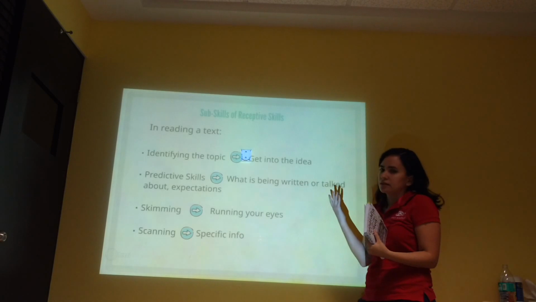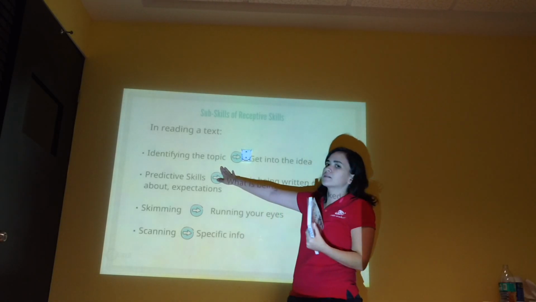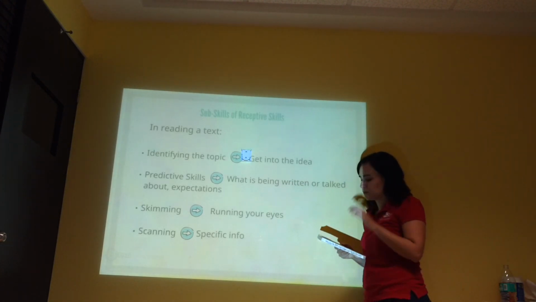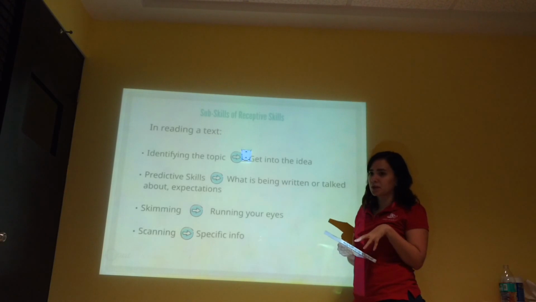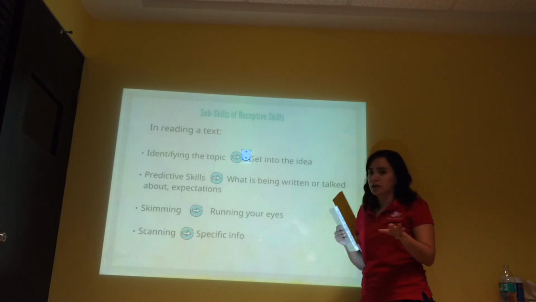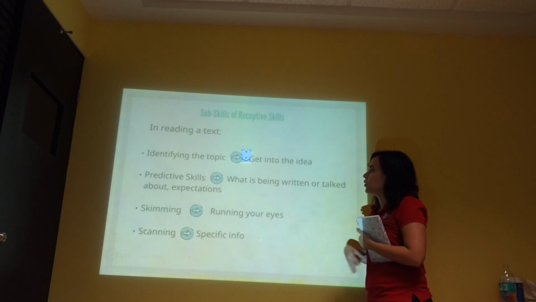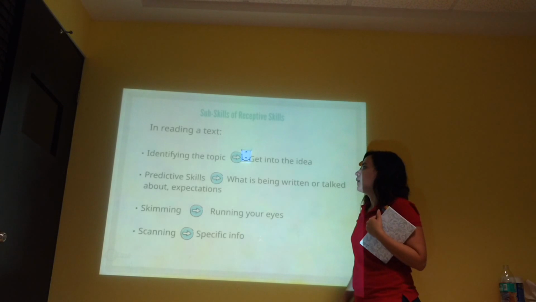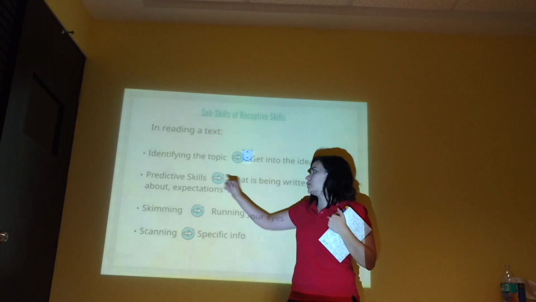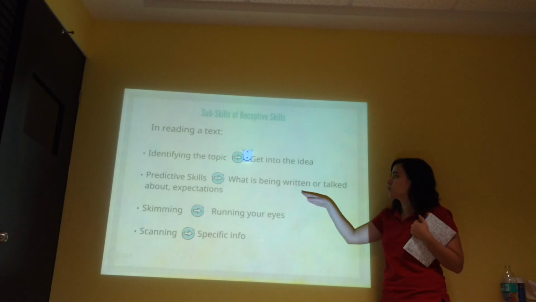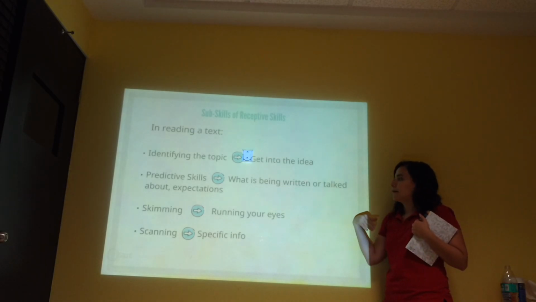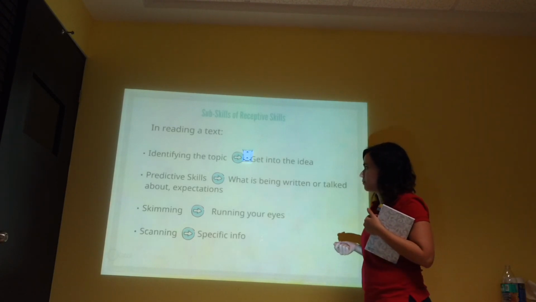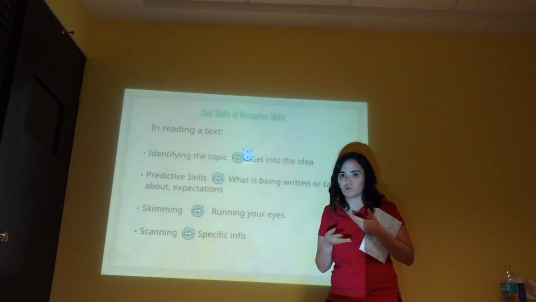We have the first soft skill, which is identifying the topic, like getting to the idea of what they're talking about. Right now we are seeing geography of the world, so we get different countries. To get into the idea of what country we're going to see today, we have the predictive skills, which is predicting what is being written or talked about.